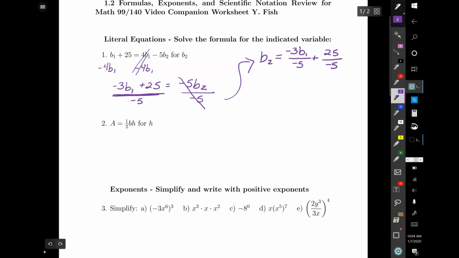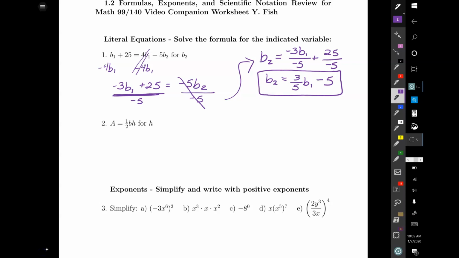I can simplify here because I have B sub 2 on the left-hand side, and then I have my negative 3B sub 1 in the numerator over a negative 5. That gives me a positive 3/5 B sub 1 plus the 25 divided by the negative 5. I can just write that as subtract 5. And that would be my final answer on that one.